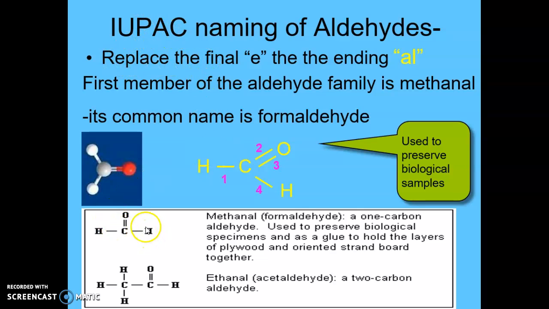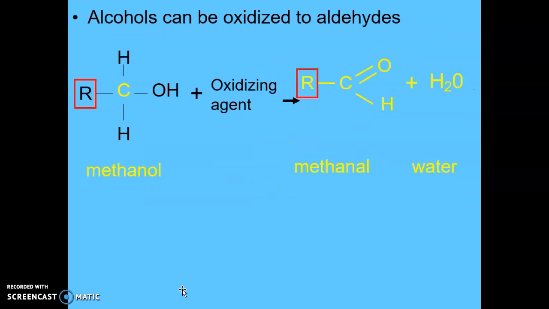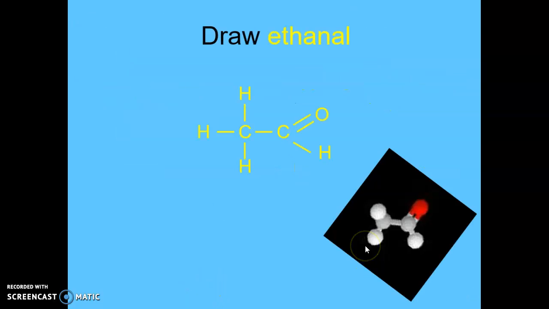Here you have methanal, and here you have ethanal, two aldehydes. Alcohols can be oxidized to aldehydes if they are primary alcohols. For example, here we have ethanal, two atoms of carbon, the double bond to the oxygen, and the hydrogen on the other hand.